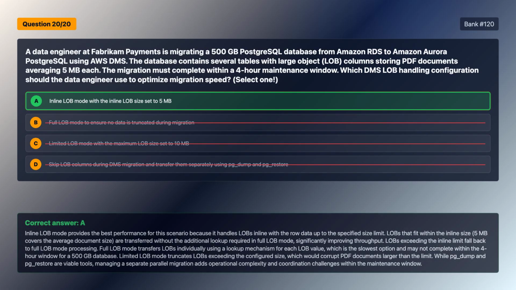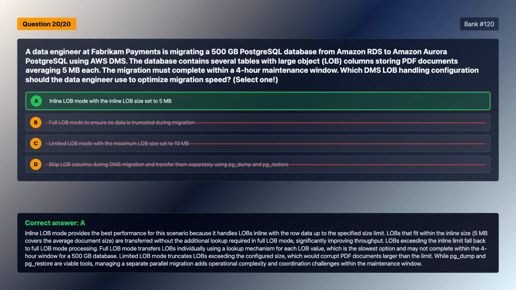The correct answer is option A. Inline LOB mode provides the best performance for this scenario because it handles LOBs inline with the row data up to the specified size limit. LOBs that fit within the inline size, 5 MB covers the average document size, are transferred without the additional lookup required in full LOB mode, significantly improving throughput. LOBs exceeding the inline limit fall back to full LOB mode processing.